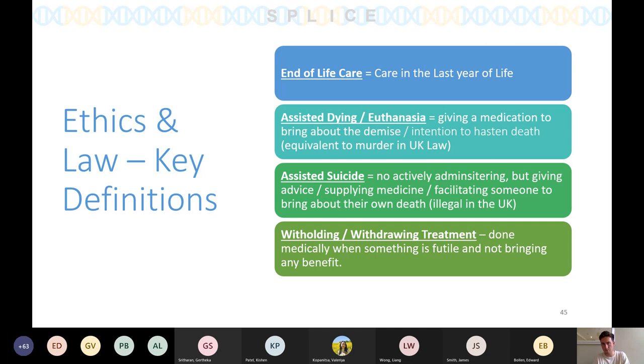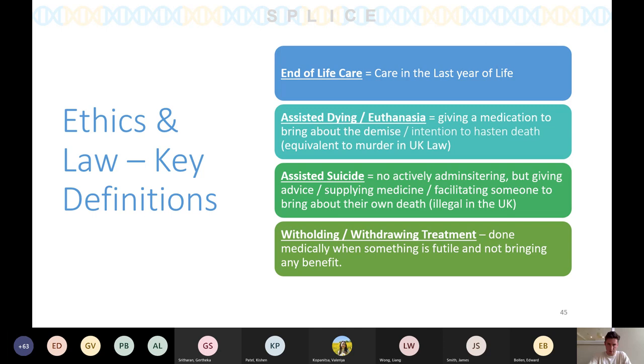These are just some quick definitions to be aware of and might come into play with your decision making as doctors, and something you could potentially be asked about. Essentially, the key difference between assisted dying and assisted suicide is that in assisted dying or euthanasia, you as the doctor are administering a medication with the intention to bring about death. In assisted suicide, you are only facilitating the death, either by giving some advice on how to end life or supplying a medication, but not administering. But crucially, both are illegal under UK law.